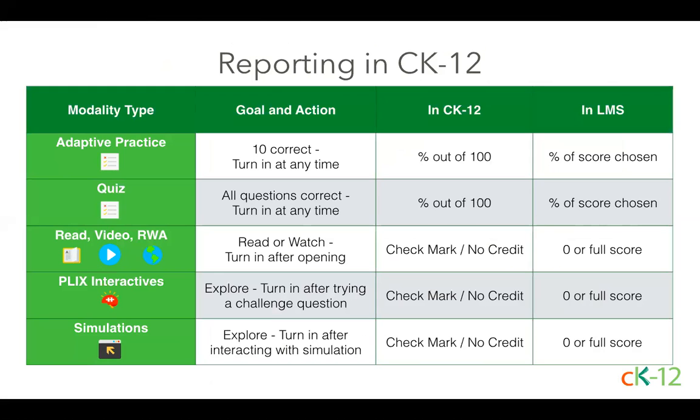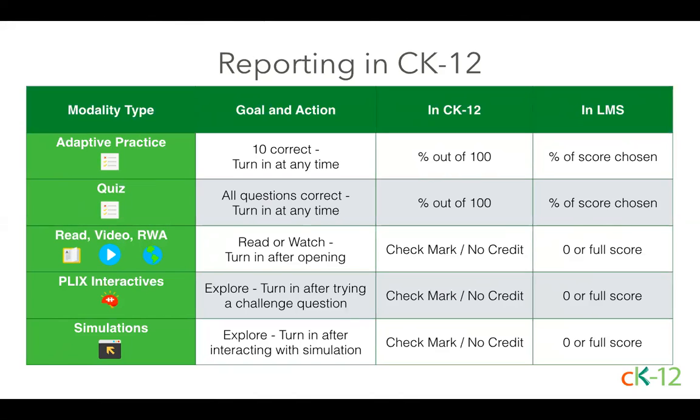This chart is available both in the Getting Started with Adaptive Practice resource page, as well as this one for Google Classroom. So you don't have to memorize this whole thing. It's quickly accessible there. Our first two modality types, adaptive practice and quizzes, give you a percentage score. The goal for adaptive practice in CK-12 is to get 10 correct, and you can turn that in at any point in time. In CK-12, that 10 correct would show as a percentage out of 100. So they would have 10, 20, 30, 40, 50, 60, 70, 80, 90, or 100% based on how many questions they've gotten correct from there. If they kept doing more past that, it might even go up from there. But that gives them the percentage score.